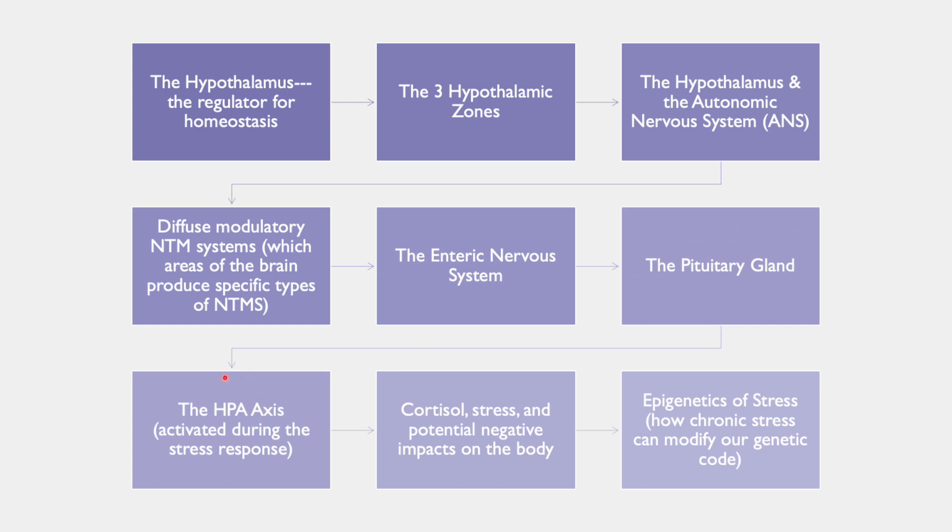The HPA axis, which stands for hypothalamic pituitary adrenal axis. And we're going to talk about how this is activated during the stress response to create a hormone called cortisol. And cortisol can negatively impact the body if you produce too much or too little of it. So we're going to talk about that towards the end of today's lecture. And I'm also going to discuss the epigenetics of stress and looking at how chronic stress can actually modify our gene expression.